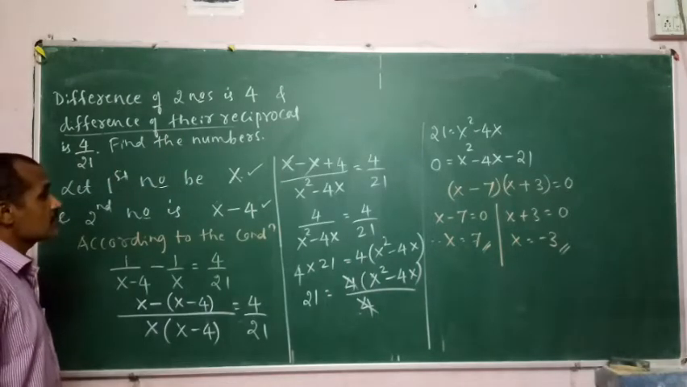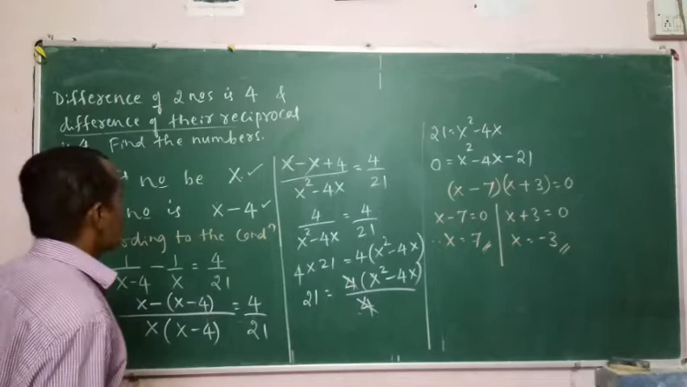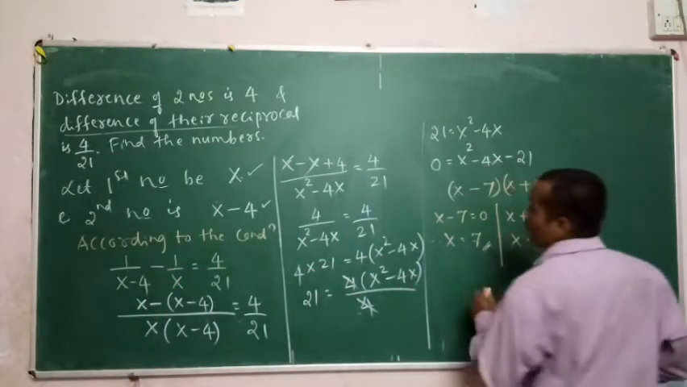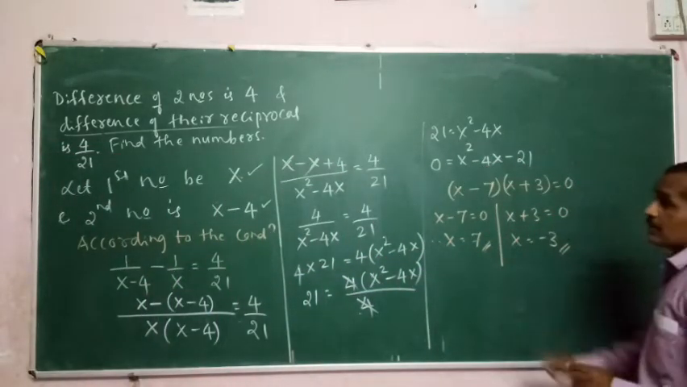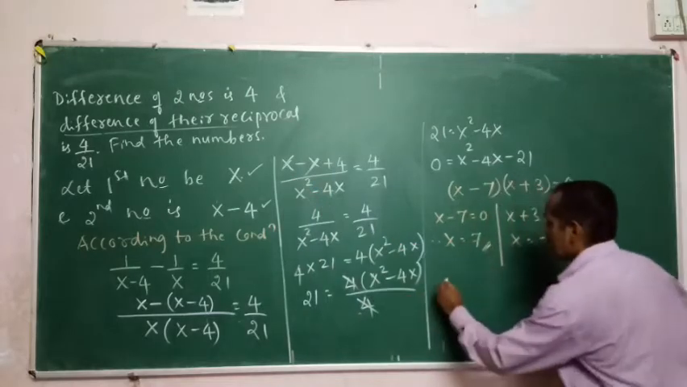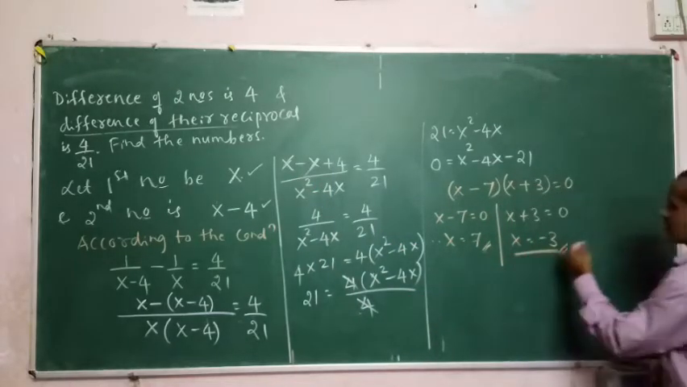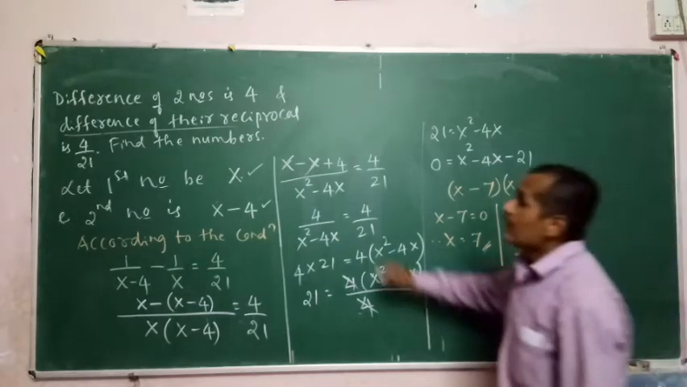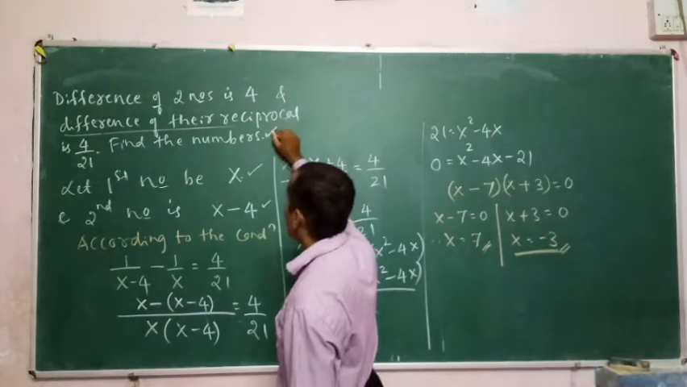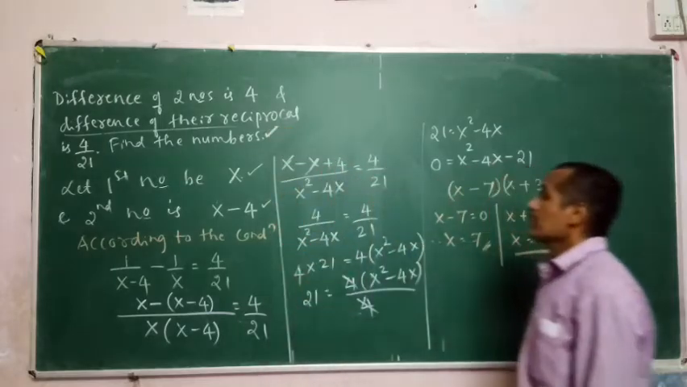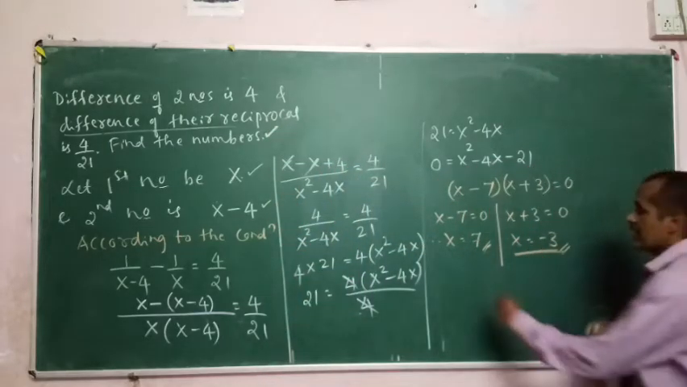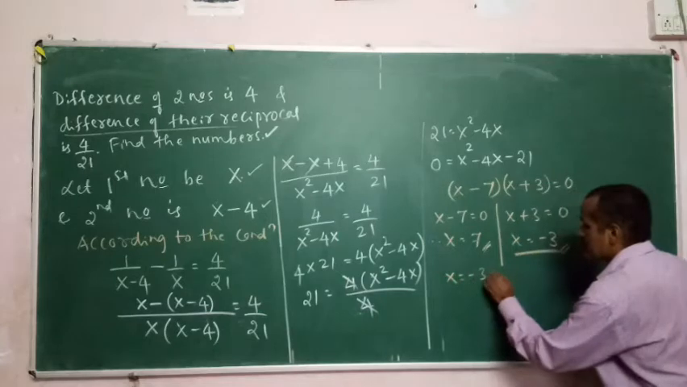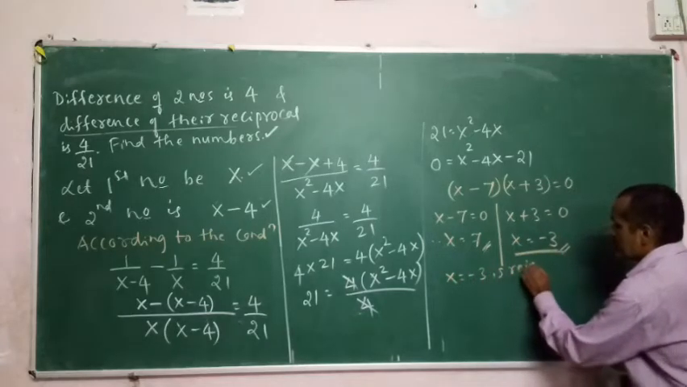Difference of two numbers is 4. Okay. Therefore I can write first number is x. I can here say -3 is rejected. Okay, -3 is rejected because a number will always be positive only. Okay, so it is rejected. I can say x is equals to -3 is rejected.